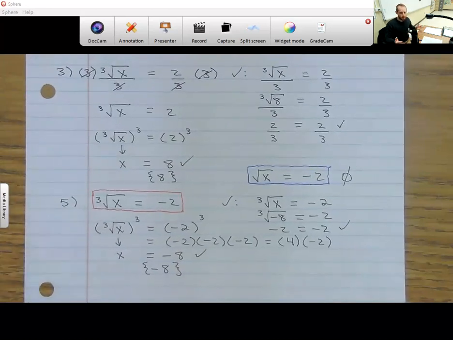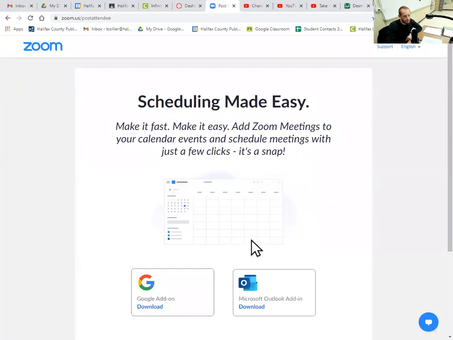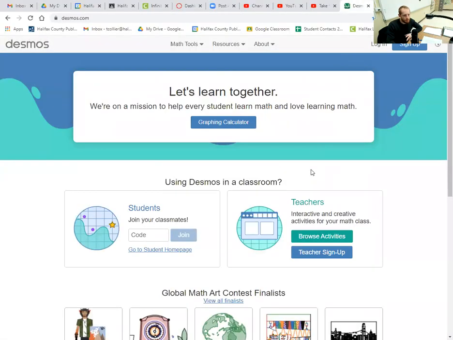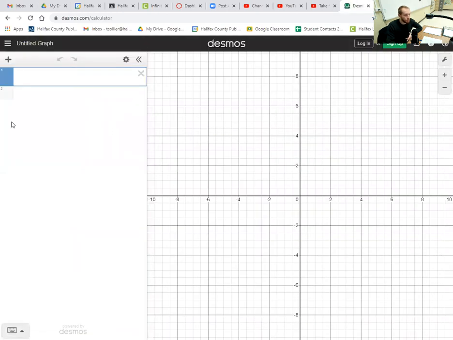Before I move on to the next few questions, I'm going to go over to Desmos and see if this actually works. So just hold on. Let me see. I hope this works. There we go. Okay. So now I'm in Desmos, and this is a free graphing calculator on a website. If you go on here, which you can also do on your Chromebook, you can just start graphing.